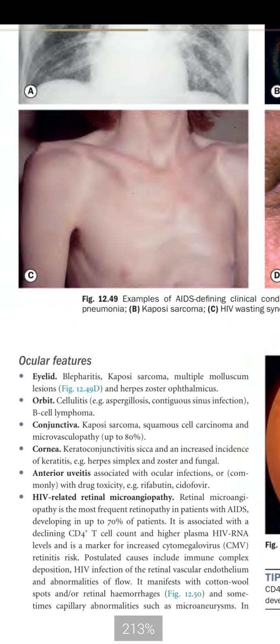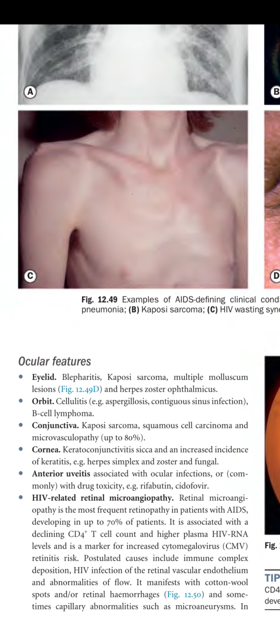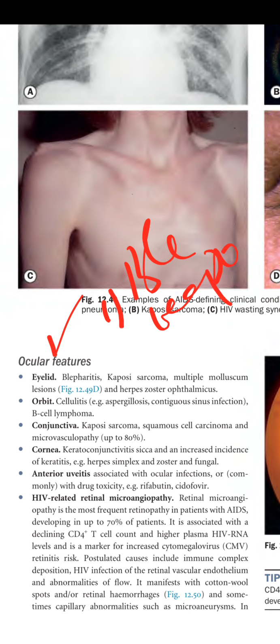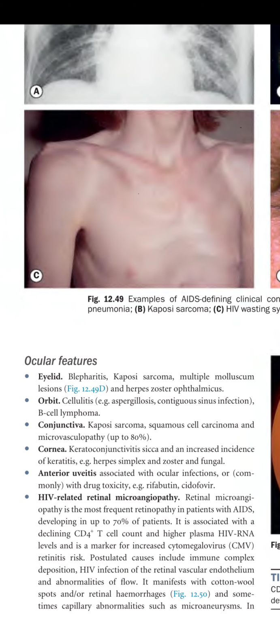Ocular features may include, number one, eyelids, which contain blepharitis, Kaposi sarcoma, multiple molluscum lesions, and herpes zoster ophthalmicus. So basically, the eyelid contains blepharitis, Kaposi sarcoma, molluscum contagiosum, and herpes zoster ophthalmicus. The orbit causes cellulitis, for example, aspergillosis, contiguous sinus infection, and B cell lymphoma. In the conjunctiva, it also causes certain cancers like Kaposi sarcoma, squamous cell carcinoma, and microvasculopathy.